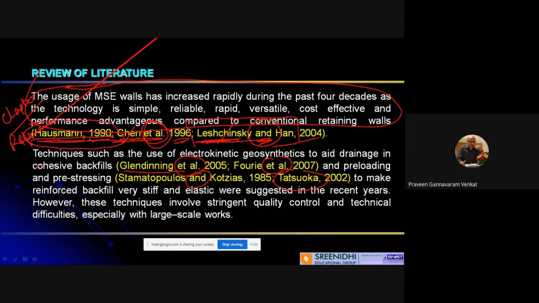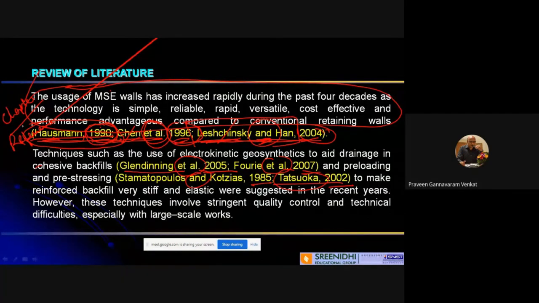Again, when mentioning the authors' names, you have to mention the older one at first. 1990 comes before 1996, and then 1996 comes before 2004. So you have to mention the recent one in the last. Always mention the recent one last. So here also 2005 and 2007. Here 1985 and 2002. So the recent one should be mentioned last.